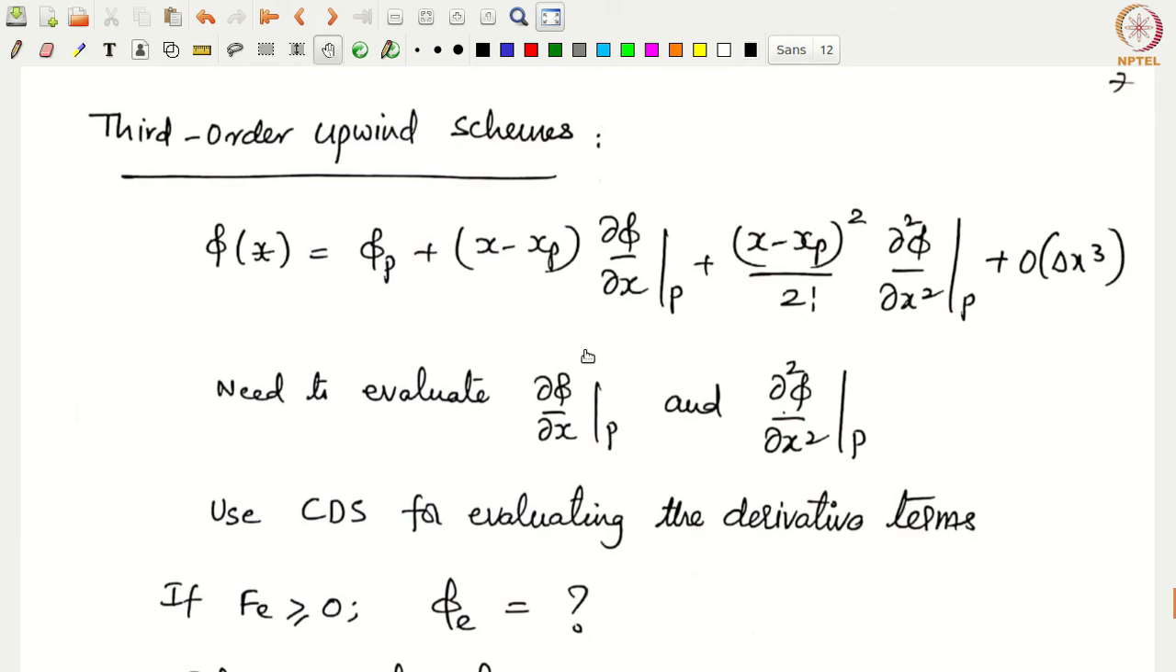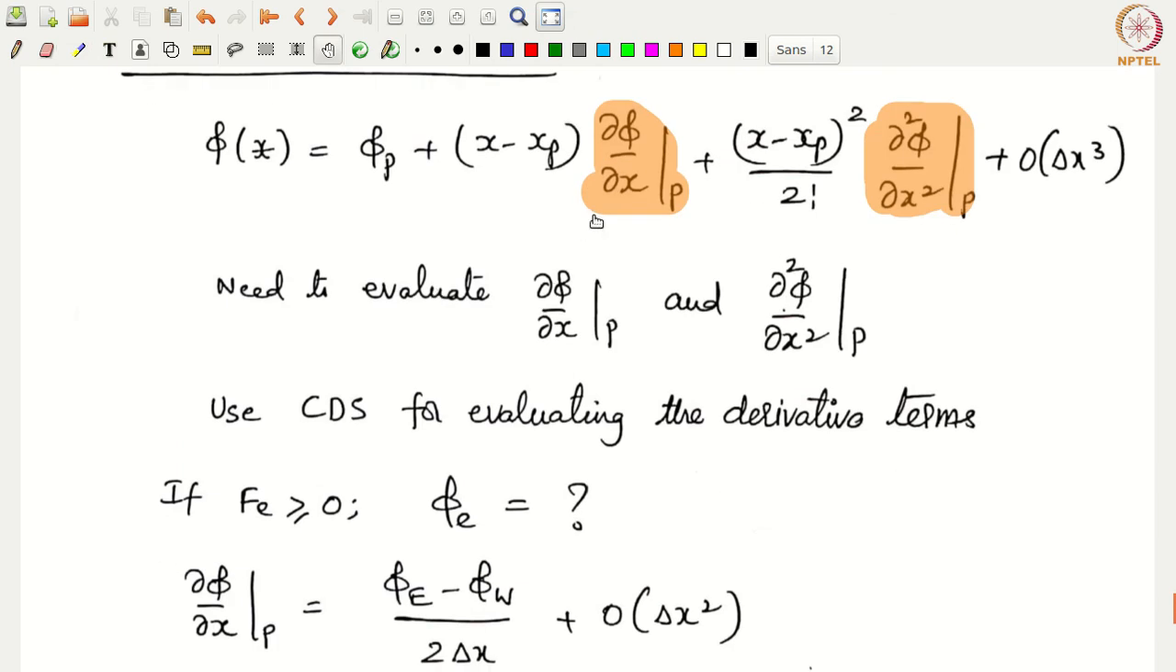Of course, just like what we have done for the first derivative, we now have to also introduce some kind of a model for the second derivative as well, right? If we can do this, then the scheme is complete. So we need to evaluate partial phi partial x at p and partial square phi by partial x square at p. Now again, depending on what schemes you use, you get a particular final scheme. If you use a central difference scheme for evaluating derivatives, then you get a particular scheme.